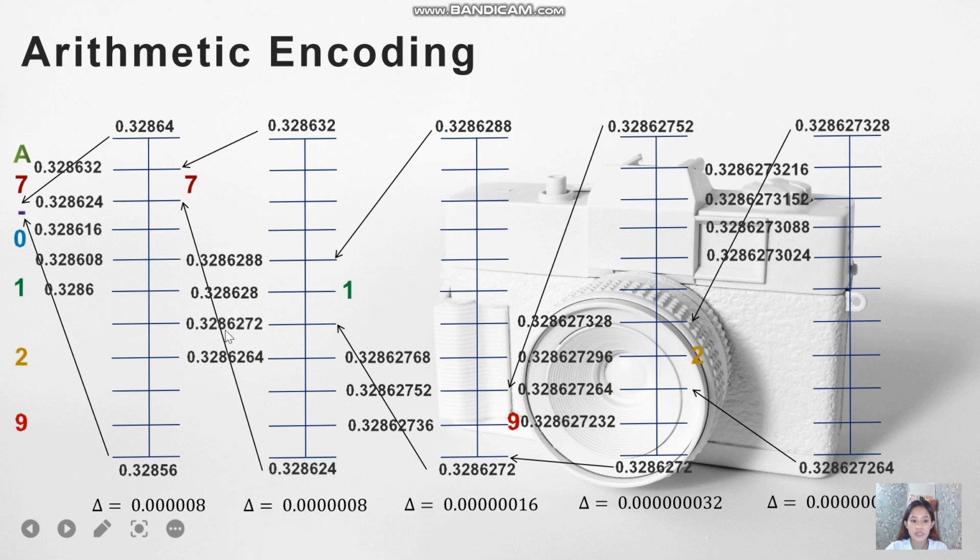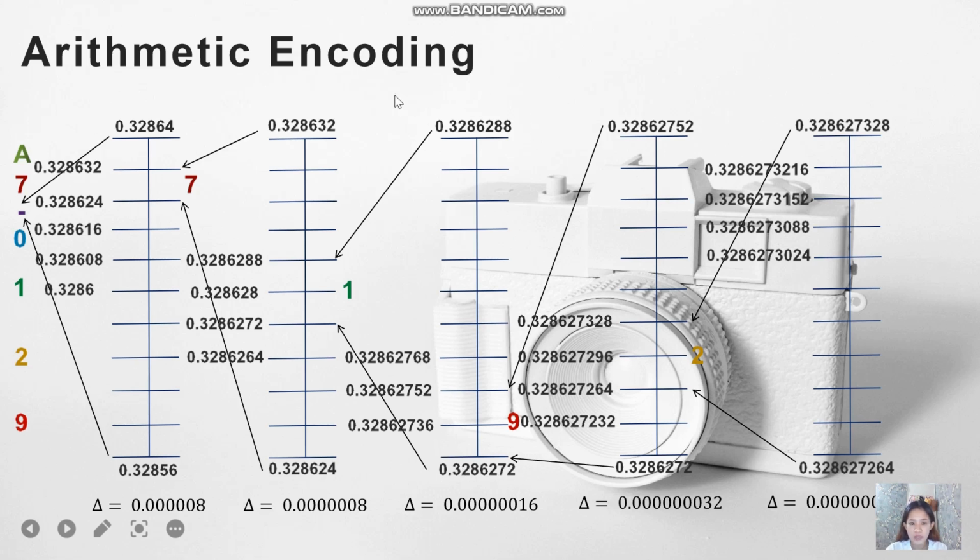So we get 0.3286272 for the lower boundary of 1 and 0.328 6288 for the upper boundary of 1. So expand it again, we get the value focusing on the number 9, which will be the next number to be encoded. So we add 0.000016 in every step of the way, where we just divided this value into 10 levels.